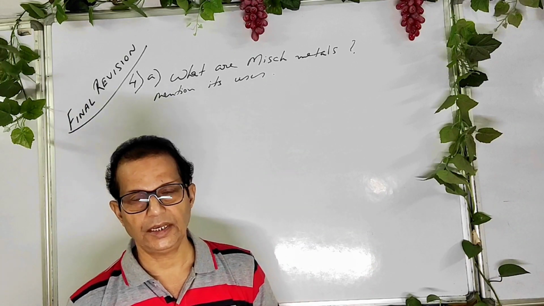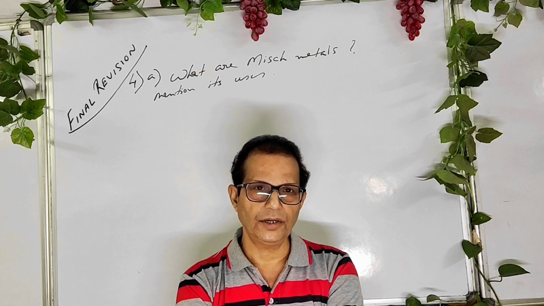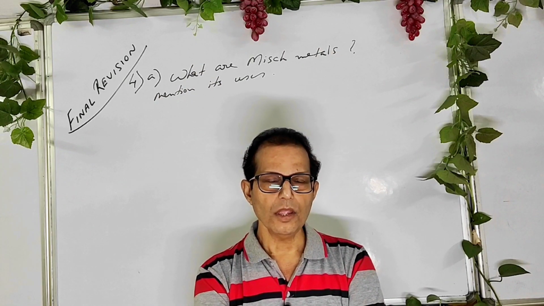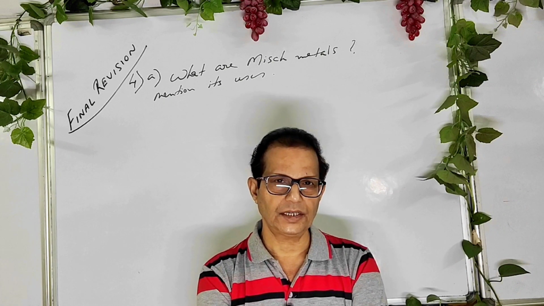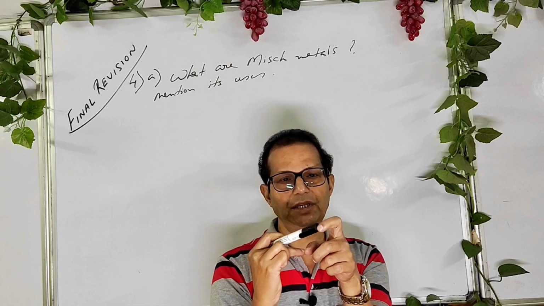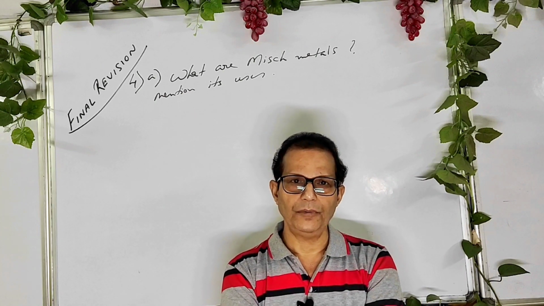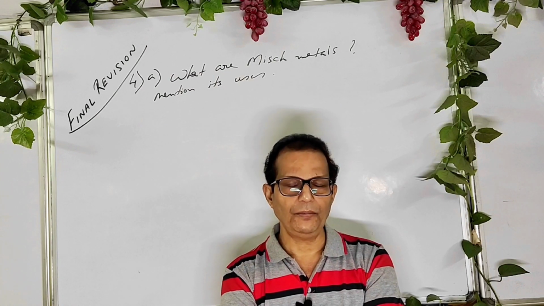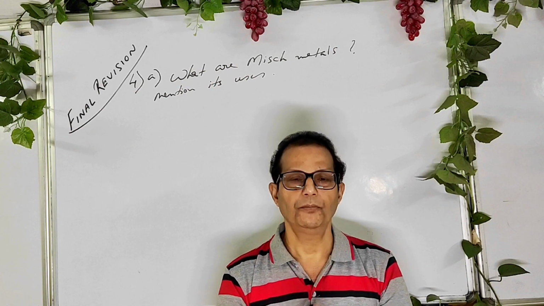Now listen, misch metals are alloys of lanthanoids. They contain a mixture of lanthanoids along with other transition metals. This type of alloy is used in lighters, flints, tracer bullets, etc. You have seen in a gas lighter, whenever you push it, you see fire in the lighter. So misch metals are a type of pyrophoric alloy. What are pyrophoric alloys? Pyrophoric alloys are those which on heating or striking produce fire.